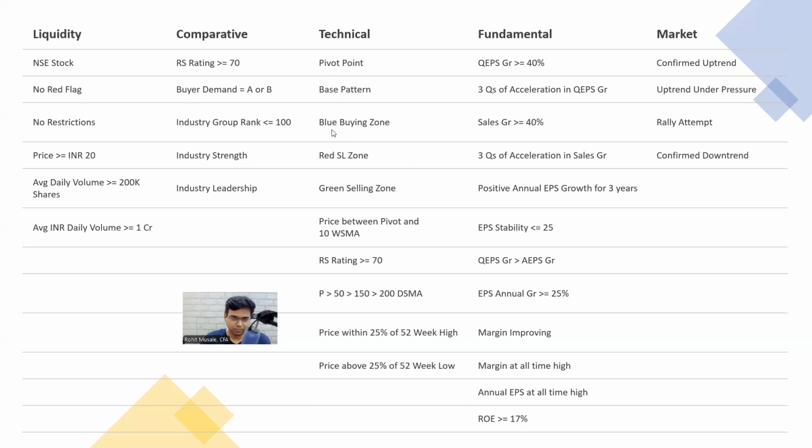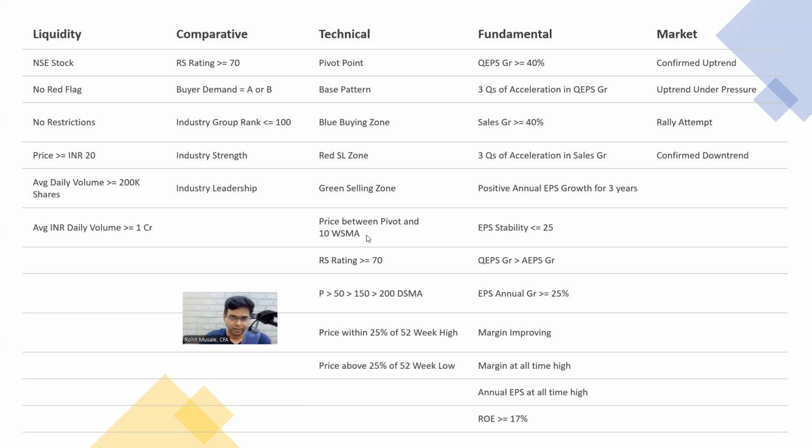There should be buying zone, stop loss zone, green zone clearly marked on the MarketSmith chart. If they are not marked, you can do it on your TradingView chart. The price should be between the pivot and the 10-week simple moving average so that you are in the base. When you are looking at the weekly chart, you are inside the base. When you are qualifying a particular stock, you're taking it under consideration. If a stock has already crossed the pivot point, probably we are late.